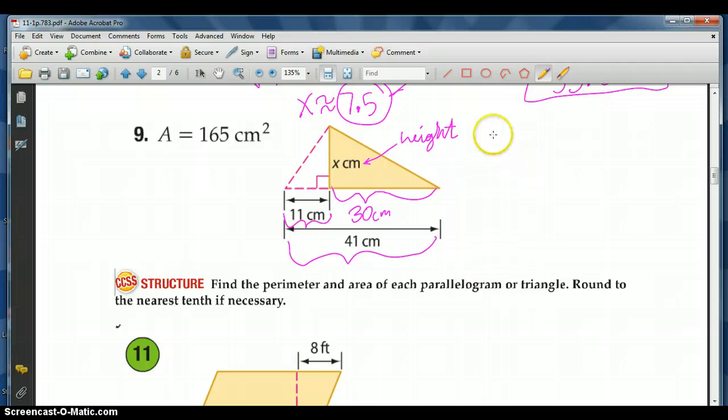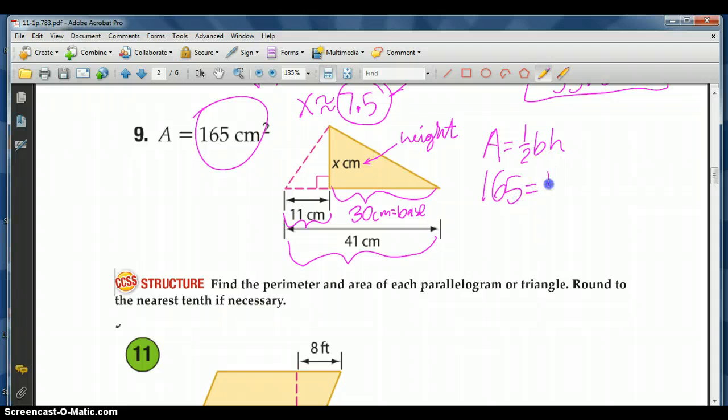And we need to set up an equation. So we know the area of our triangle is half of the base times the height, where our area is 165, our base is 30, and our height is x. So half of 30 is 15, so 15x is equal to 165, and if we divide by 15, we would get 11 centimeters.